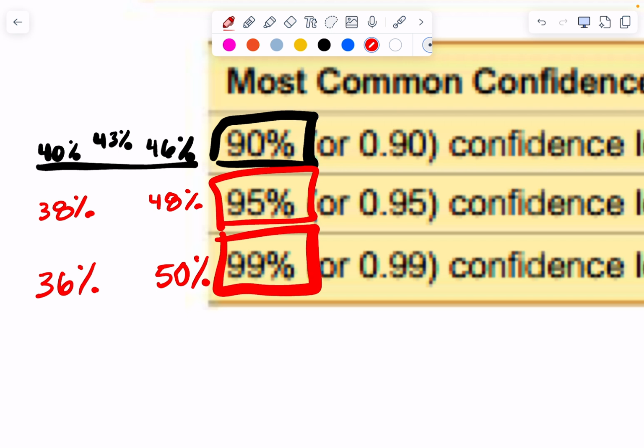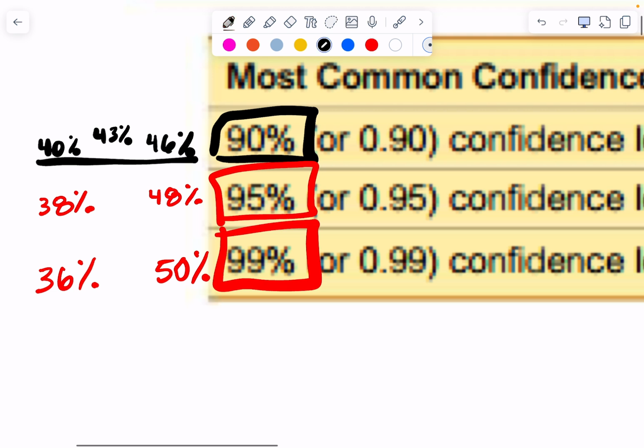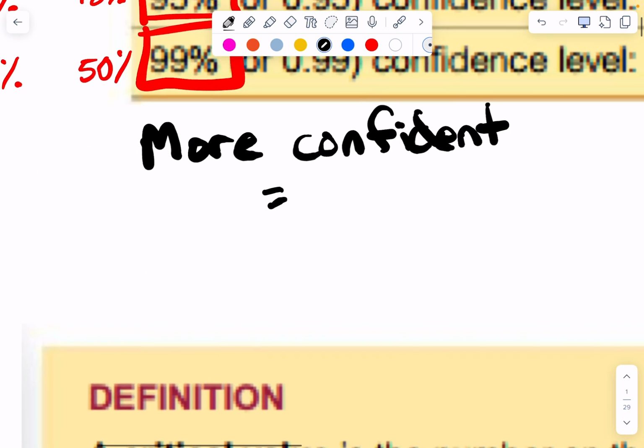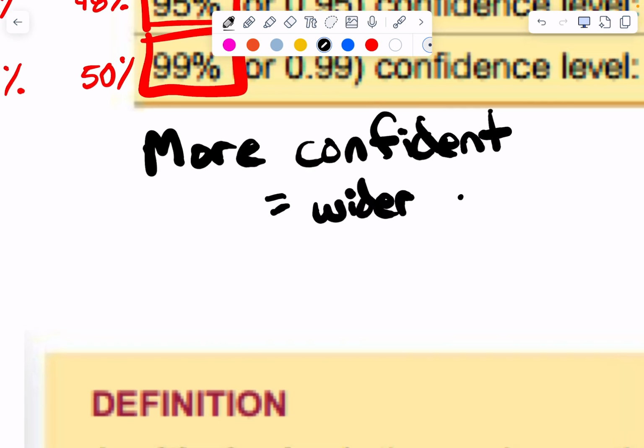So you have to pick and choose. Do you want to be really confident and have a wide target, a wide range? Or do you want to be less confident, 90% confidence, still pretty confident, but have a smaller range, right? That's what you have to decide, and it depends on what you're talking about. A lot of times they'll put us right here in the middle and say we're going to be 95% confident, in the middle of the road. So the bigger the confidence, write this down. The more confident equals a wider range. Right?